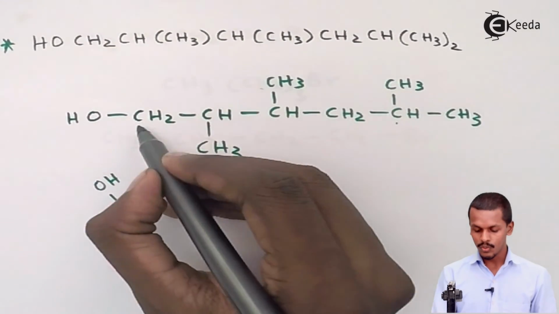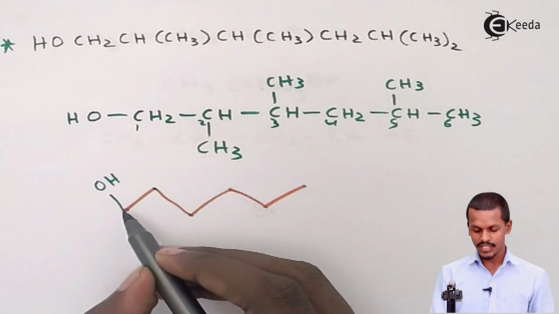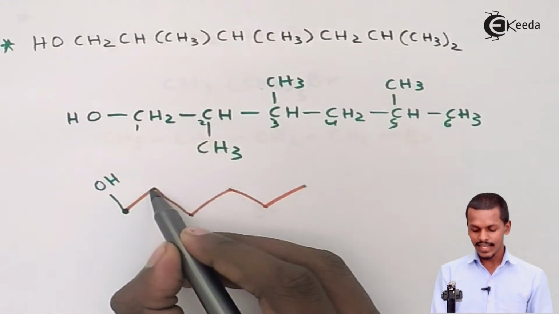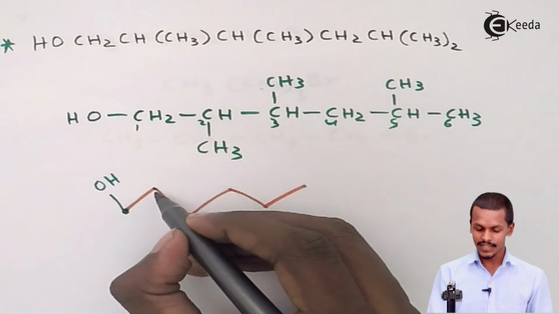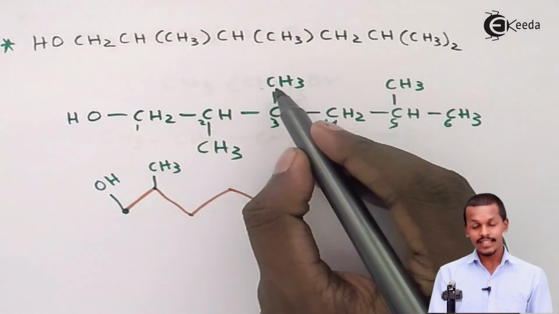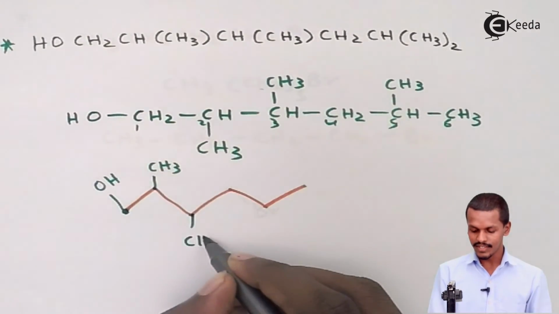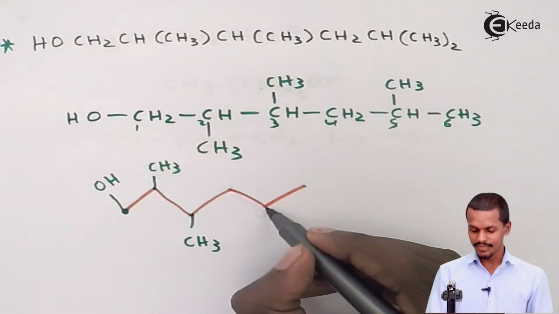So let me number it as 1, 2, 3, 4, 5, 6. This is the first carbon atom that we have got. This is the second, and on the second carbon atom we could see that a CH3 group is present, so we'll name it as CH3. And again on the third there is CH3, so I would write it over here as CH3. This is the fourth, fifth, and again on the fifth there is CH3.